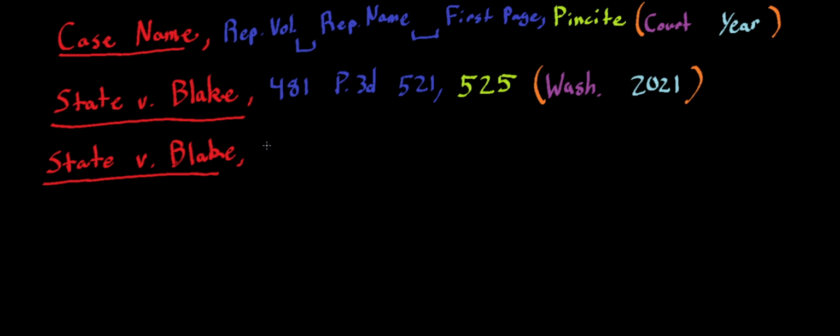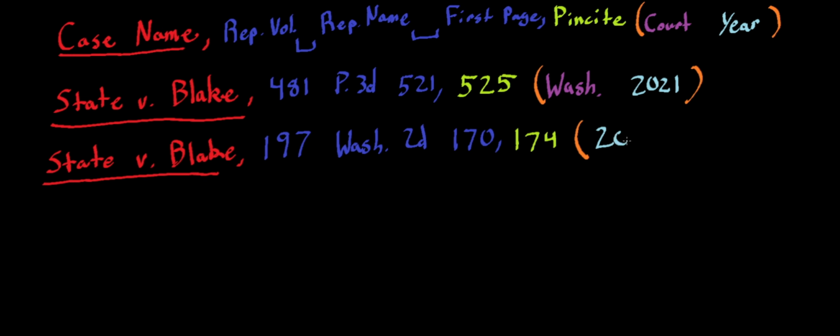But the official reporter, it appears in volume 197 of the Washington Supreme Court Reporter, second series, and starts on page 170. And then the pin site would be 174. And then for this one, since the Washington Supreme Court Reporter only publishes cases from the Washington Supreme Court, I don't need to have the court in the parentheses, and I am instead just going to write the year.